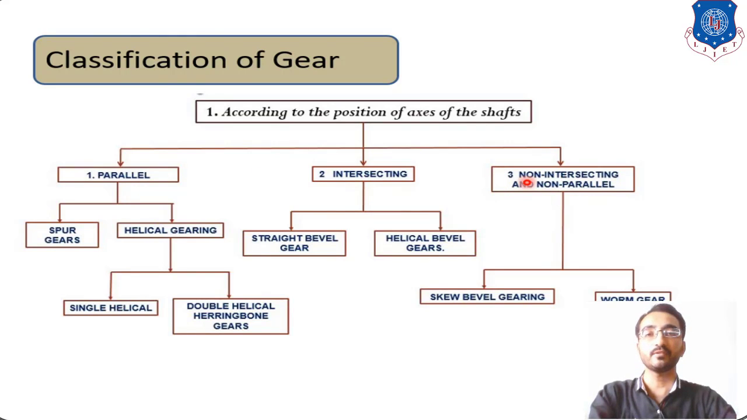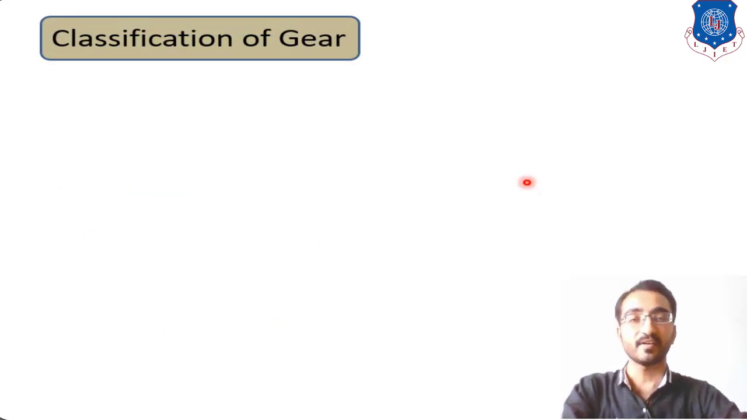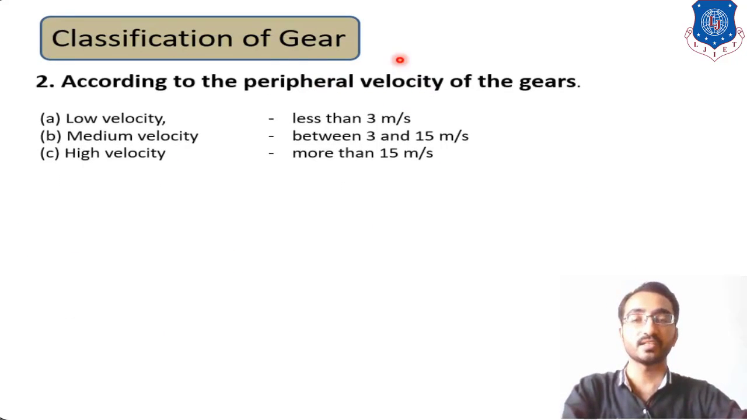Now, the second type of gear is classified according to their peripheral velocity, that is, with how much peripheral velocity they are rotating. According to that, they are classified into three types: low velocity, medium velocity and high velocity. If the velocity is less than 3 meter per second, then it is low. If it is between 3 to 15 meter per second, then it is medium velocity gear, and if it is more than 15 meter per second, then it is termed a high velocity gear.